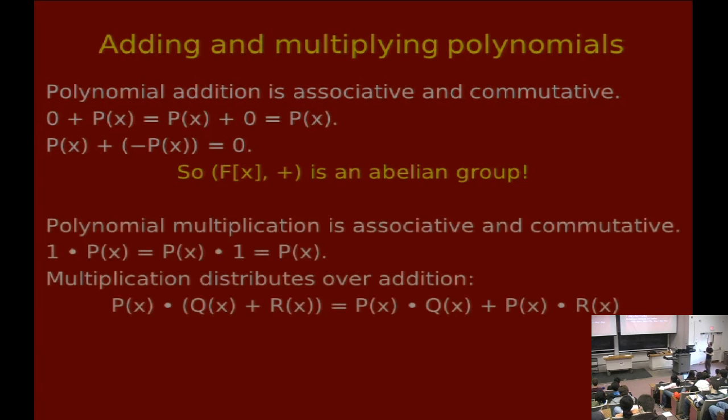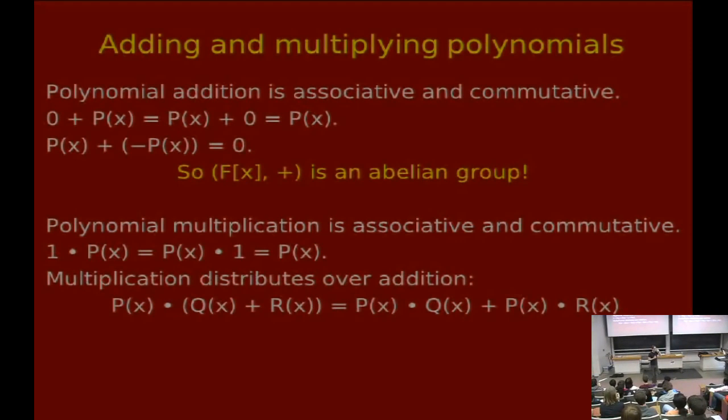So a little callback to the group theory lectures. Also, multiplication is associative and commutative, and there's an identity element, 1, the 1 polynomial. And also, multiplication distributes over addition like you'd expect. So this is actually kind of awesome. It almost looks like F[x], the set of all polynomials, is itself a field. But that's wrong. There's one thing that's missing. Can somebody say what it is?